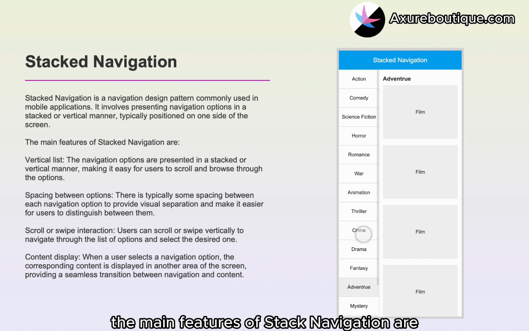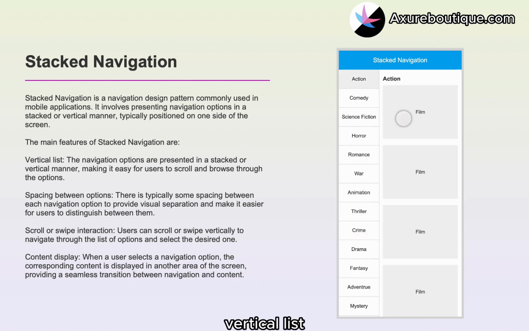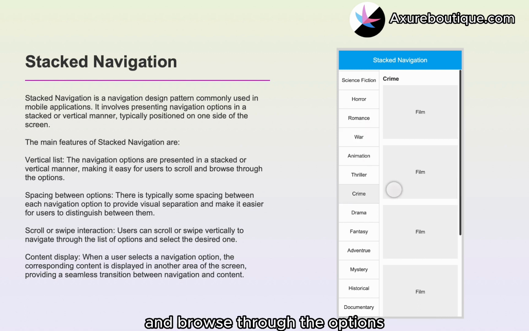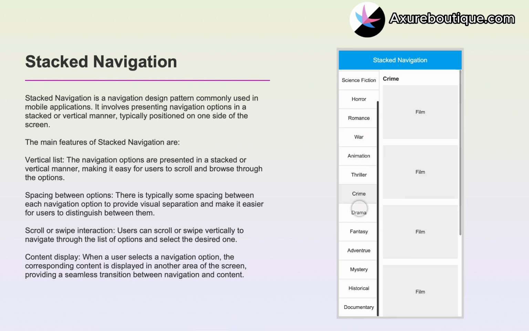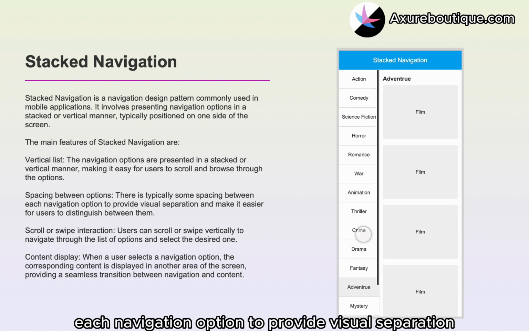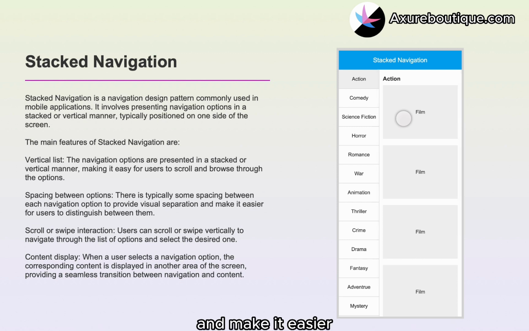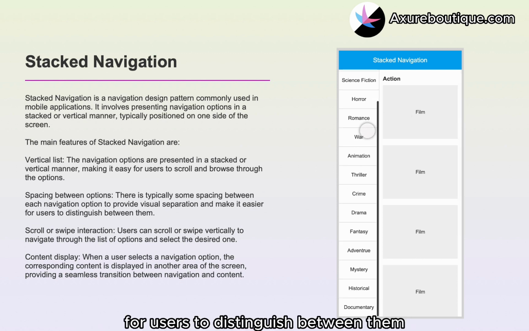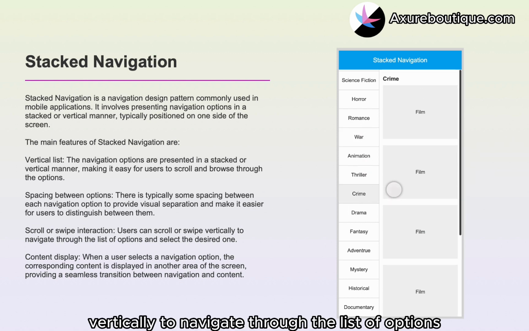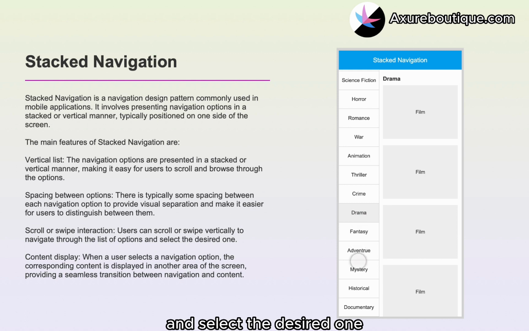The main features of stacked navigation are: vertical list. The navigation options are presented in a stacked or vertical manner, making it easy for users to scroll and browse through the options. Spacing between options. There is typically some spacing between each navigation option to provide visual separation and make it easier for users to distinguish between them. Scroll or swipe interaction. Users can scroll or swipe vertically to navigate through the list of options and select the desired one.